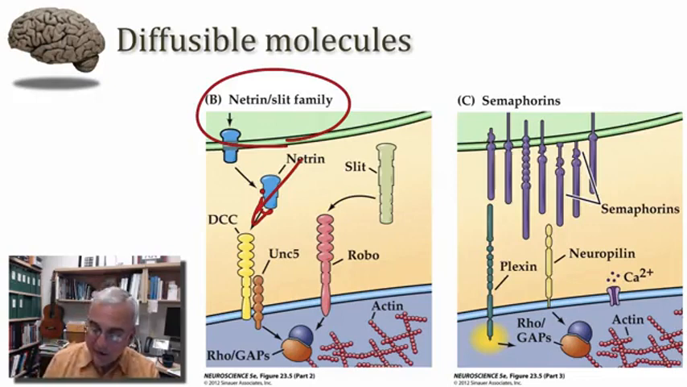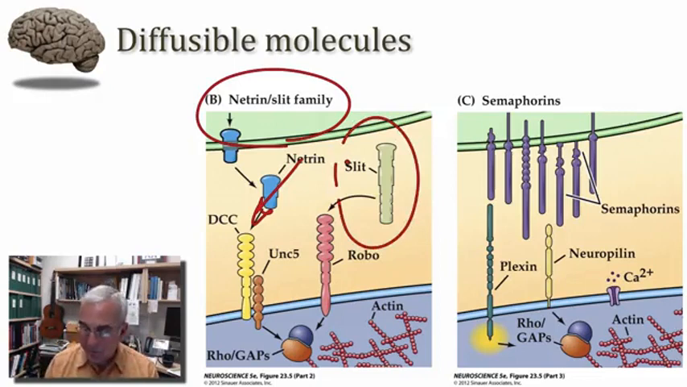Now, there's a related tropic molecule called SLIT that interacts with a receptor called ROBO, and SLIT antagonizes the activity of netrin. So netrin and SLIT together provide sort of a push-pull system or a go-stop kind of system that allows for the direction of growth. And this is particularly important at those forks in the road, as I'll show you in just a moment.